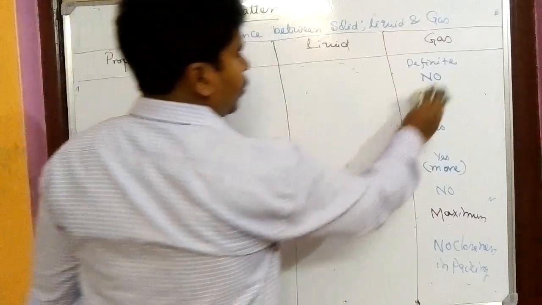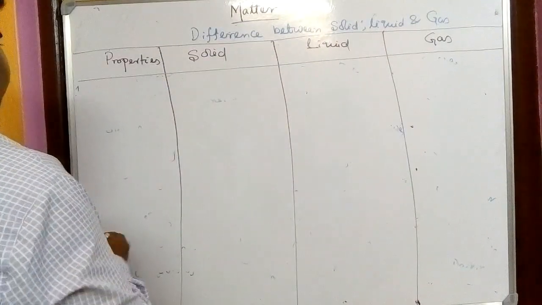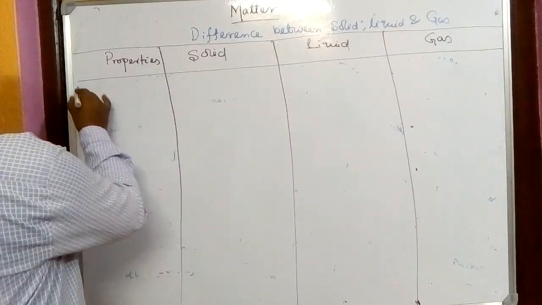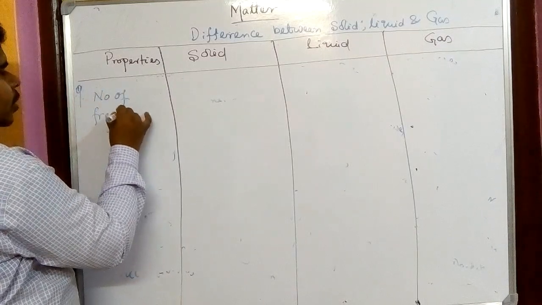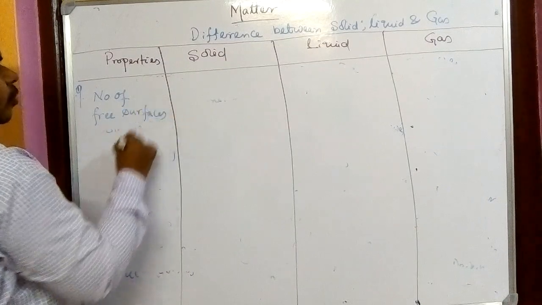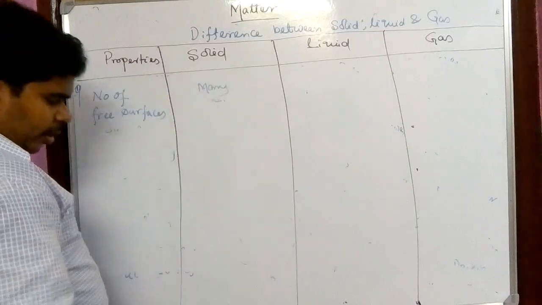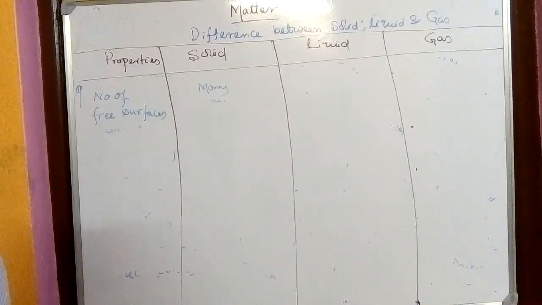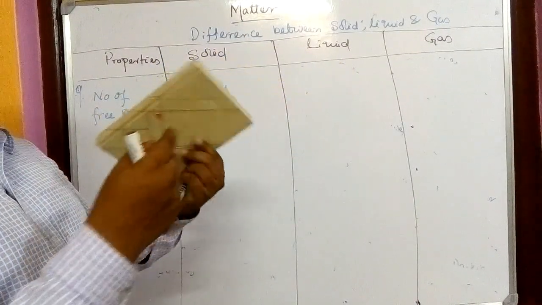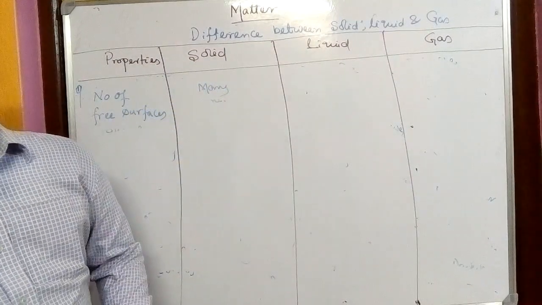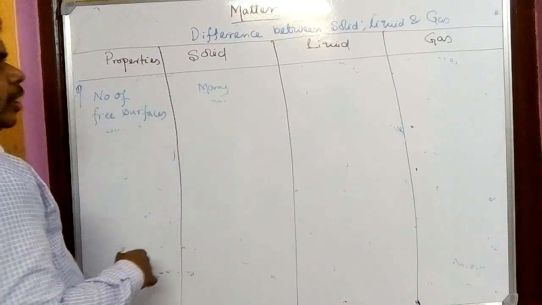Next one, it is very interesting, that is number of free surfaces. Up to here we have written 8, so here it will come 9. If I'm talking about solid, there are many free surfaces. If I have taken this diary, you see, 1 2 3 4 5 6 surfaces are there. Any solids have different surfaces, so many free surfaces.